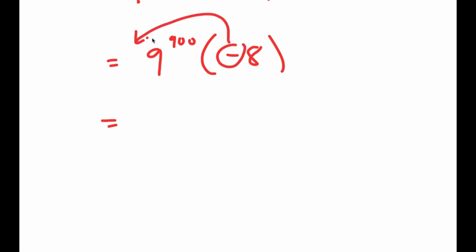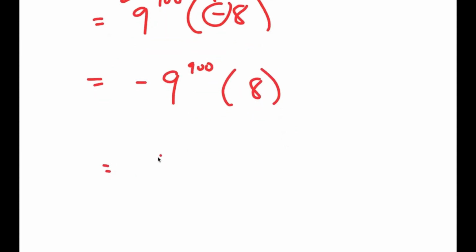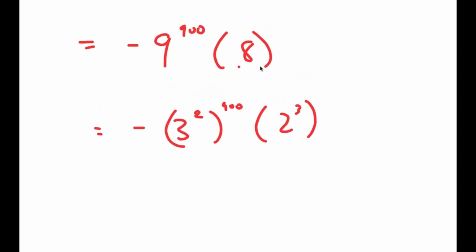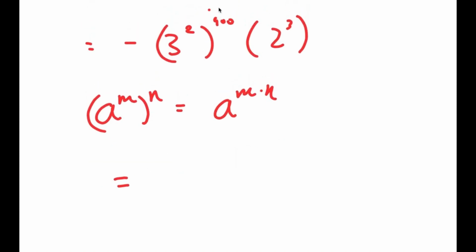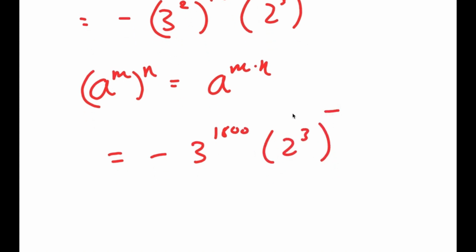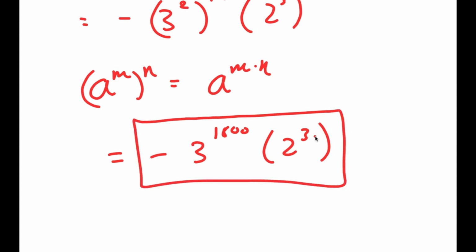So I'm actually going to move this negative sign to the front. So I get negative 9 to the power of 900 times 8. And this gets me negative 3 squared to the power of 900 times 2 to the power of 3. We're simplifying these terms as much as possible. So I'm going to use a quick exponential property that says that a to the power of m to the power of n is equal to a to the power of m times n on 3 to the power of 2 to the power of 900. So I get negative 3 to the power of 1800 times 2 to the power of 3. So this is my final solution to this equation.